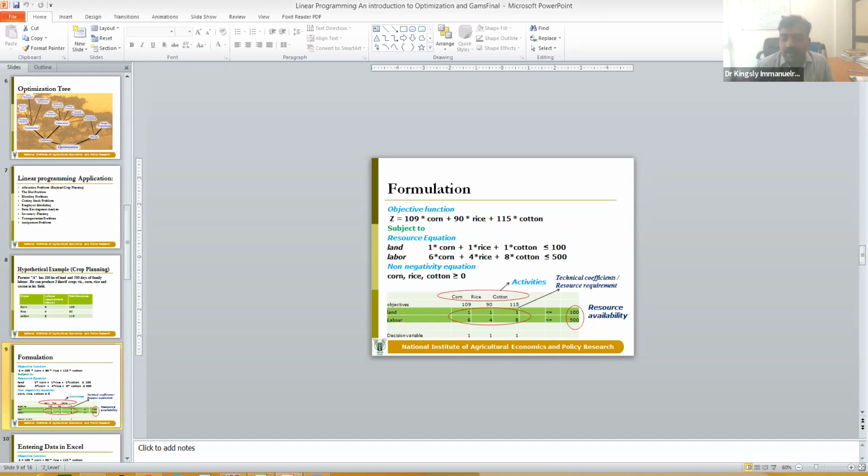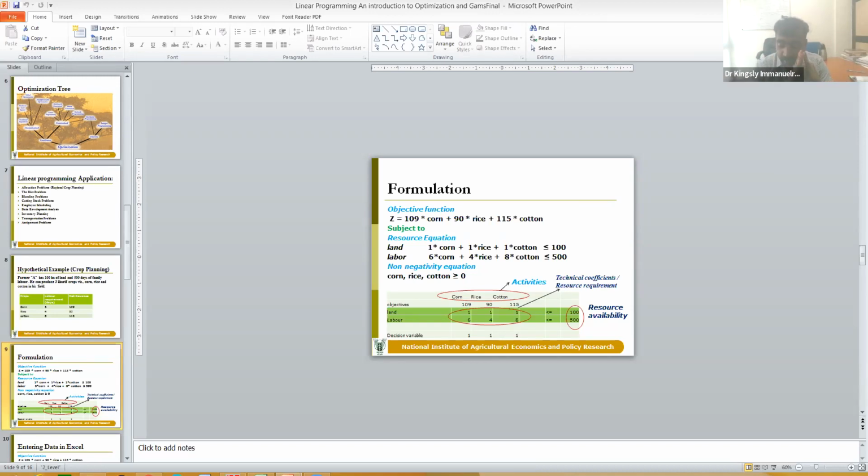Then we come to our area equation, or land equation. Because all the resources were specified per hectare, we put the land as 1 times corn, so 1 hectare of area under corn, 1 hectare of rice, 1 hectare of cotton should be less than or equal to 100. That means land requirement should be less than or equal to land availability. Labor requirement should be less than or equal to labor availability. So only these two sets of equations, if you have got them, your problem is solved.